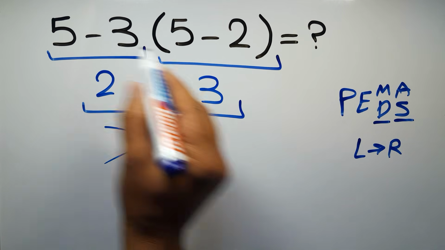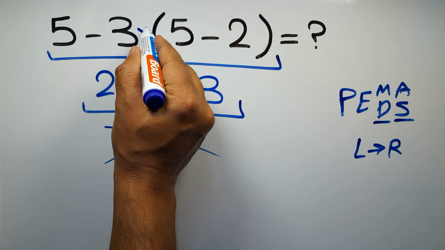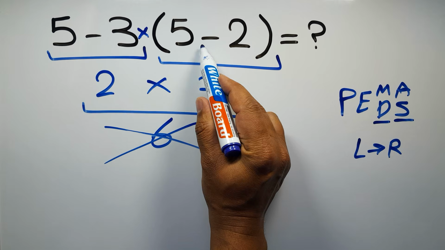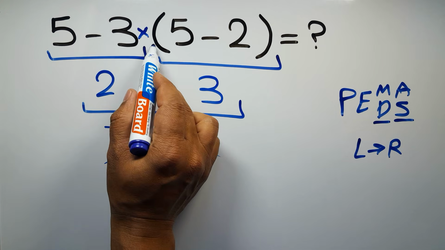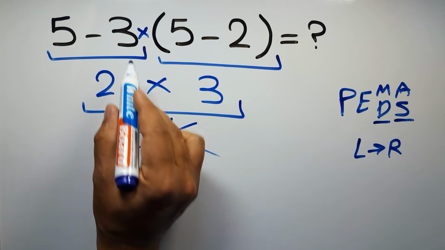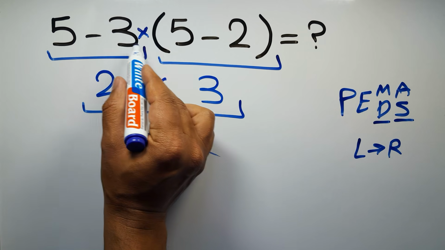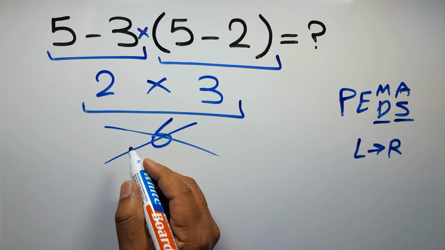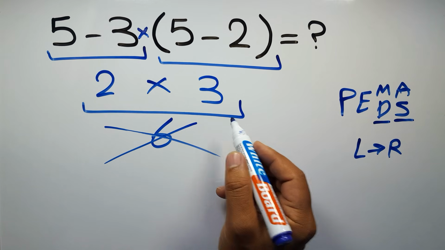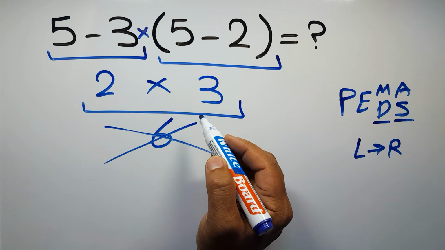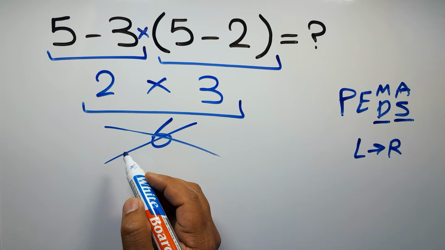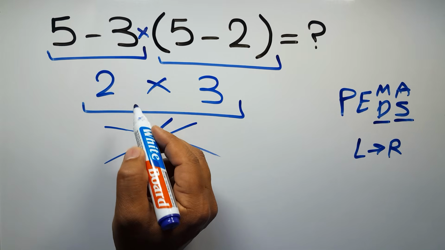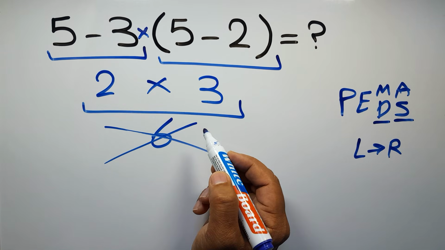In this expression, we have one subtraction, one multiplication, and one parentheses. Inside this parentheses, we have one subtraction. Here we have a multiplication, because in mathematics, when a number is placed next to parentheses, it means multiplication, and we usually don't write the multiplication sign for brevity. Okay, so according to PEMDAS, first we have to do this parentheses, then this multiplication, and finally this subtraction. If we do this subtraction before this multiplication or this parentheses, it is wrong.